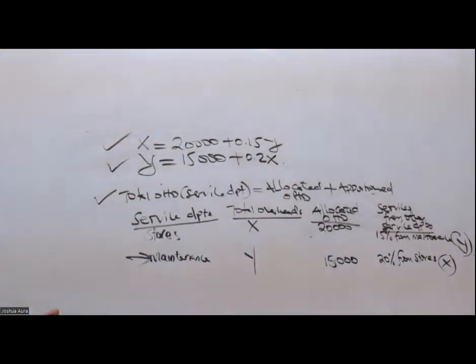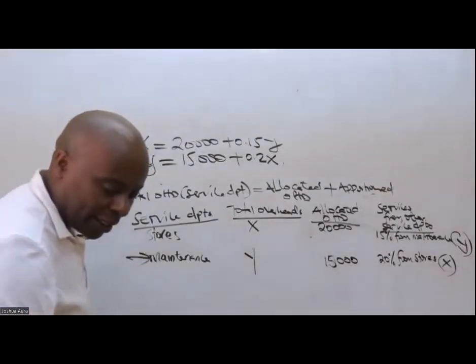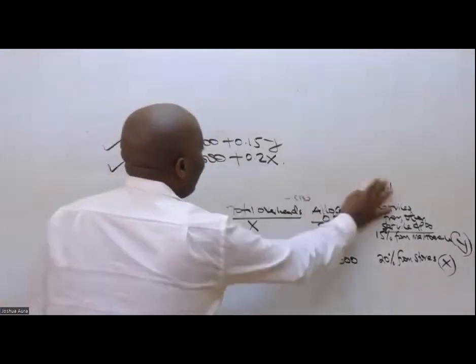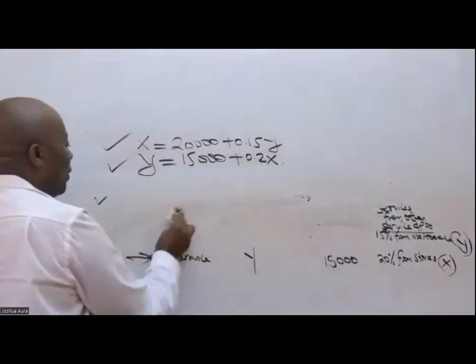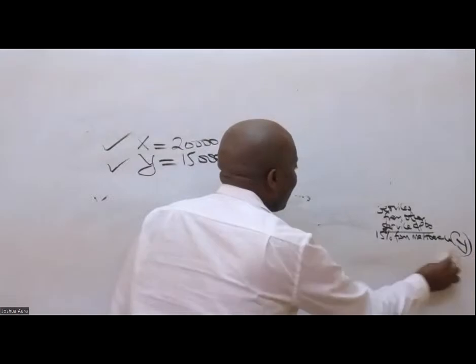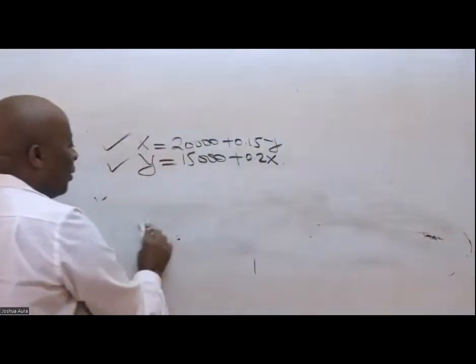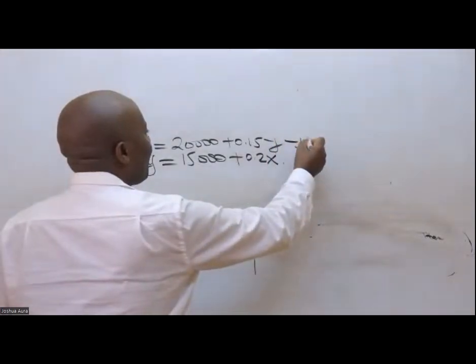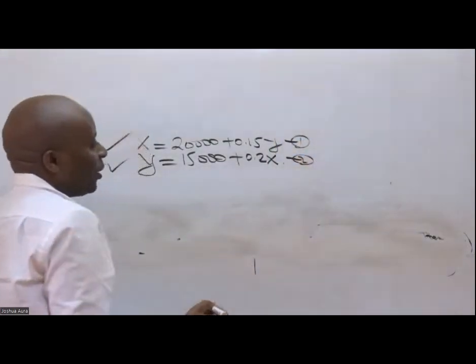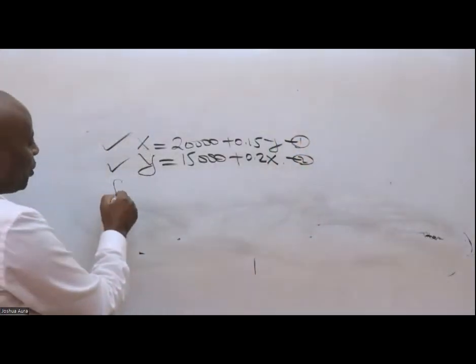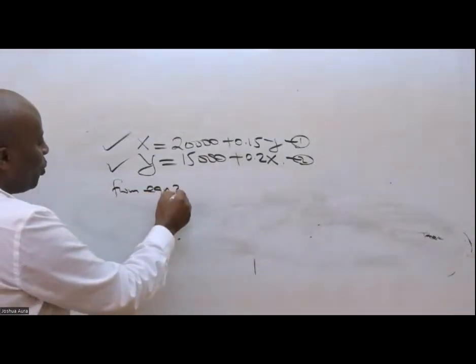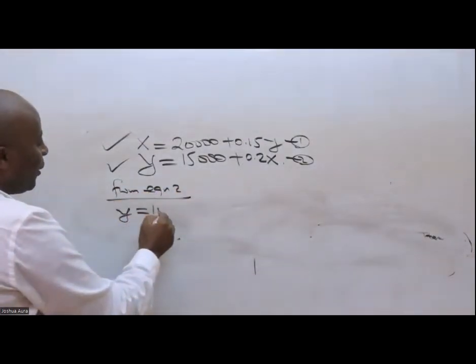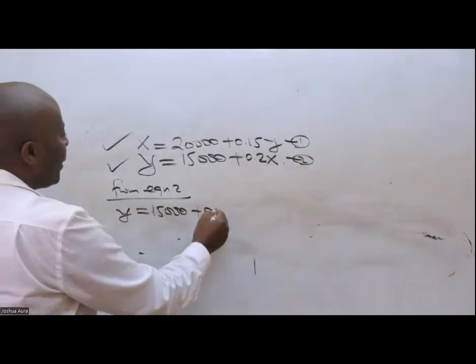Now then our work will be to plug in, to substitute. This is equation number 1. This is equation number 2. So from equation 2, we know that Y equals 15,000 plus 0.2x.